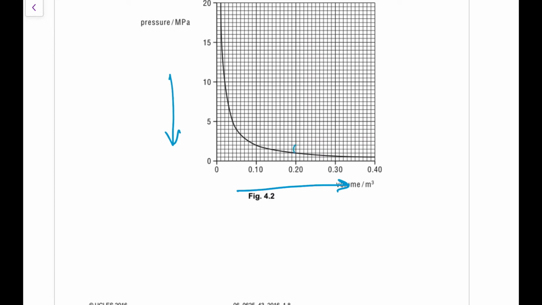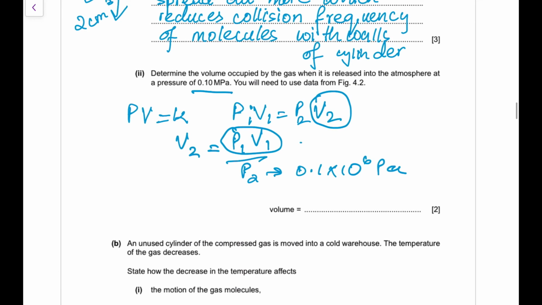So over here you've got 0.2 meters cubed of volume and 1 megapascal. So this is the coordinate I'll be using. V is equal to 0.2 meters cubed and P is equal to 1 megapascal, which means 1 times 10 to the power of 6 multiplied by 0.2 divided by 0.1 times 10 to the power of 6. And this comes out to 2 meters cubed, which makes sense because you are going to reduce the pressure from 1 megapascal to 0.1 megapascals. So the volume is going to increase.